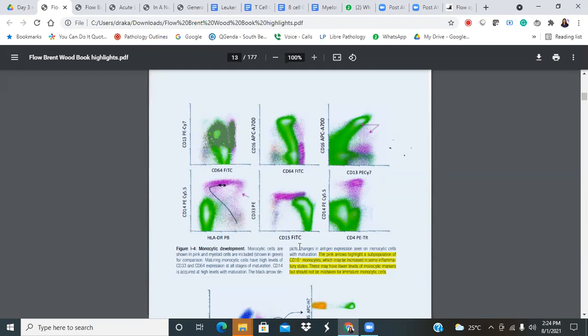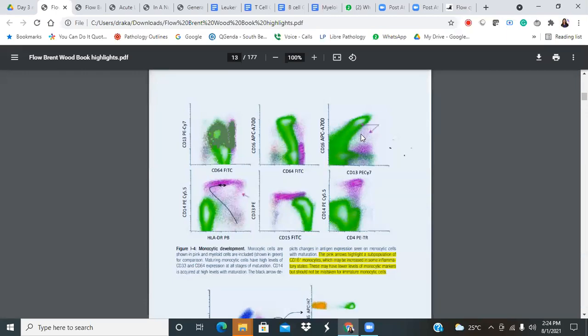Black arrow depicts the antigen expression seen on the monocytic cells with maturation. The pink arrow highlights the subpopulation of CD16 monocytes, which may be seen increased in some inflammatory states. So over here, CD16 positive monocytes can be increased in the inflammatory states.